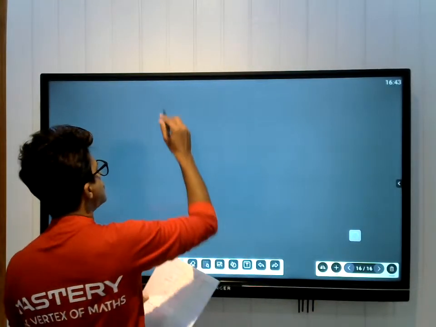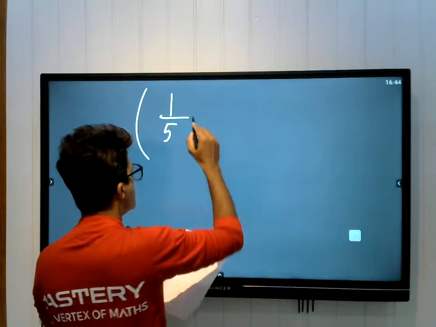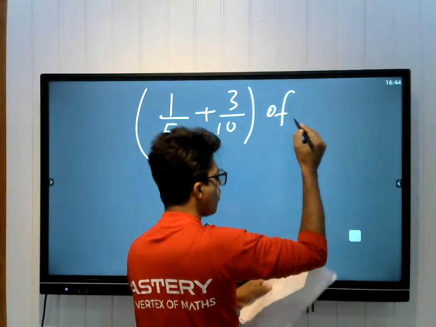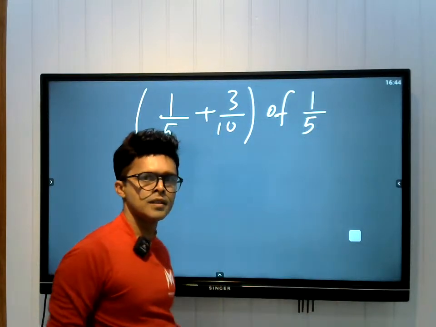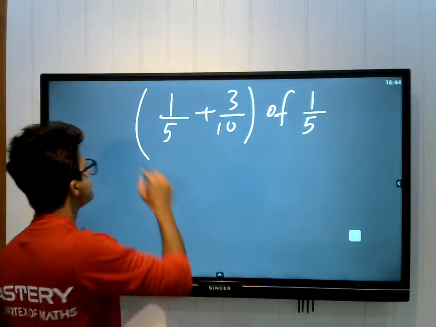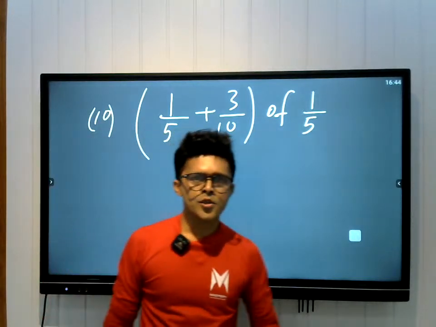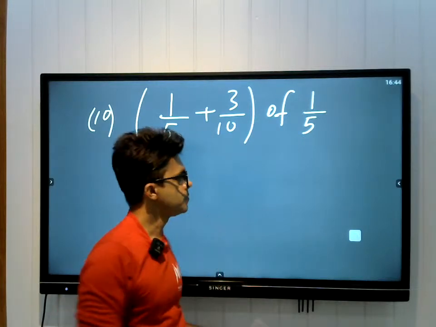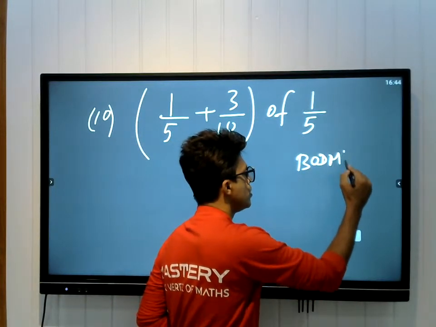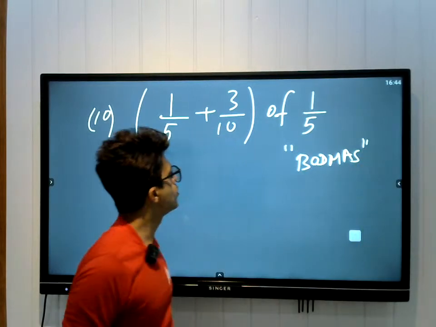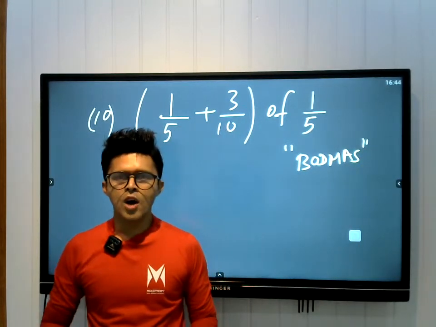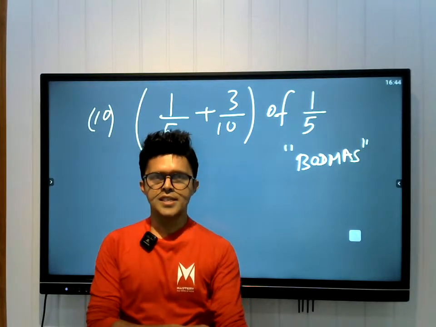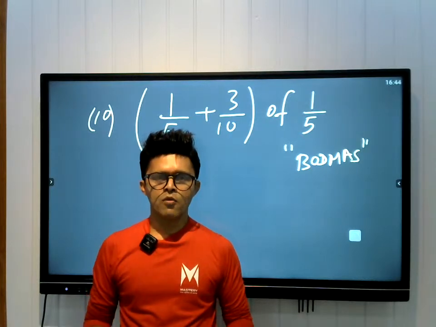The 10th question is 1 over 5 plus 3 over 10 of 1 over 5. To get the answer of this fraction, you need to follow the BODMAS system. First, you need to remove the brackets. You have to simplify. Yeah, 1 over 10, you mentioned. Let's check your answer, please.